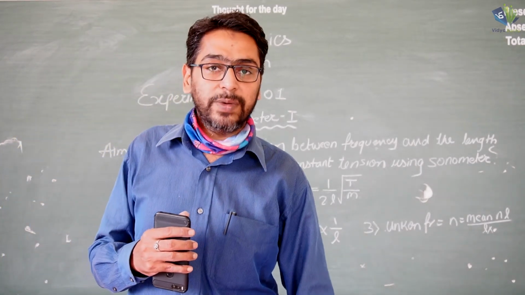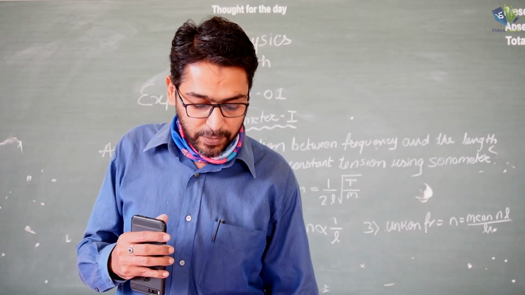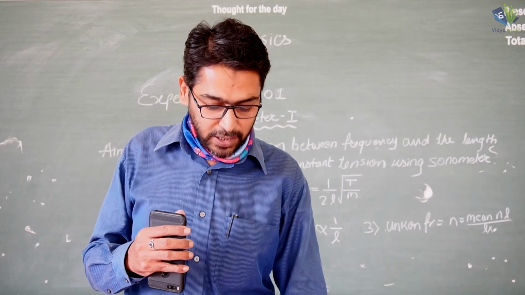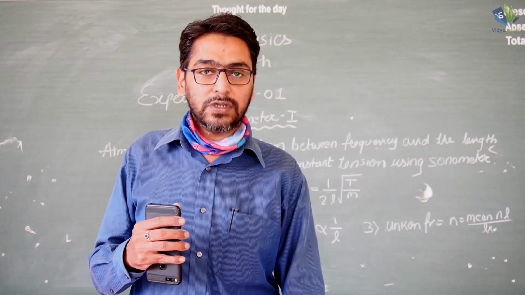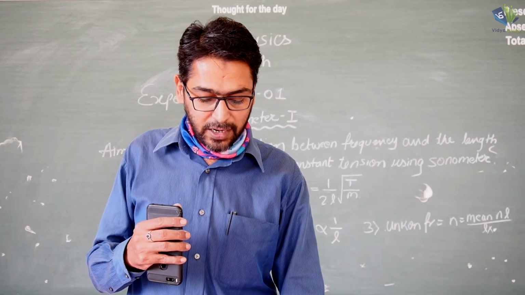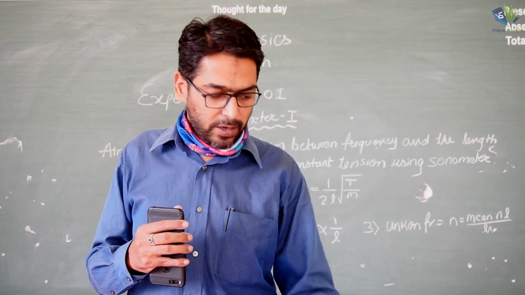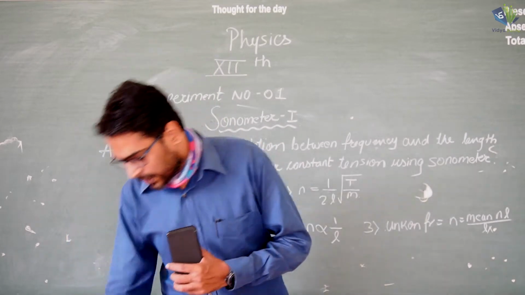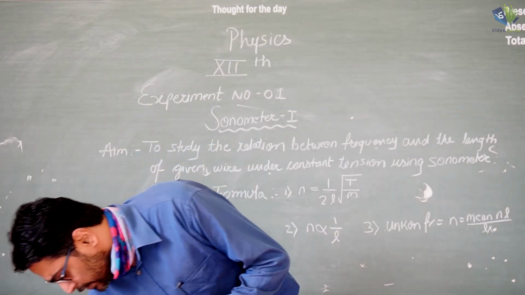Students, the apparatus required to perform this experiment is a sonometer, tuning forks, a rubber pad, a hanger, slotted weights, a meter scale, and a fine sharp paper rider. Paper rider, you can take any paper rider, as I am taking.